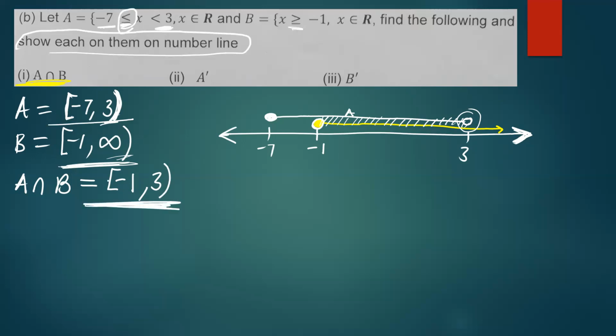Now, how do we find A complement? We are done with the first part. Let us move on to A complement.